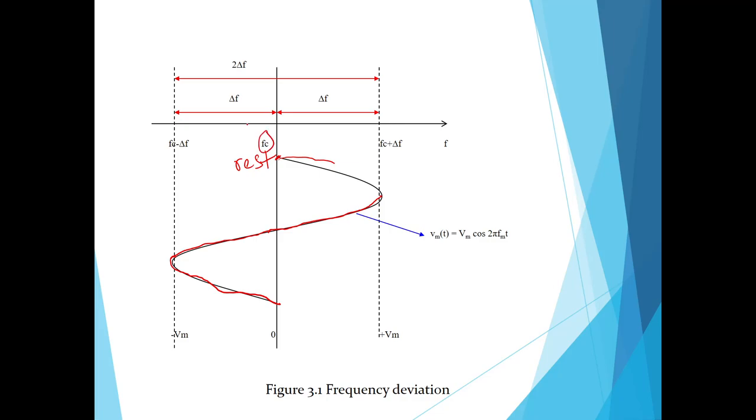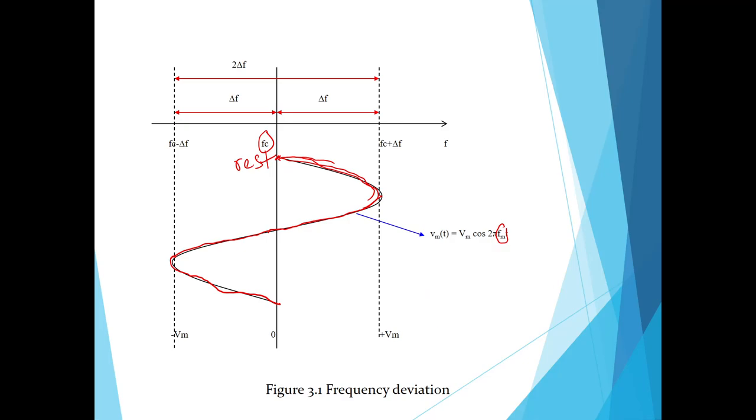The center frequency FC is what we call the rest frequency, and the frequency of the carrier deviates from FC to FC plus delta F and then moves to FC minus delta F. This process happens very fast. The oscillation frequency, class, depends on the value of FM, the frequency of the input message.